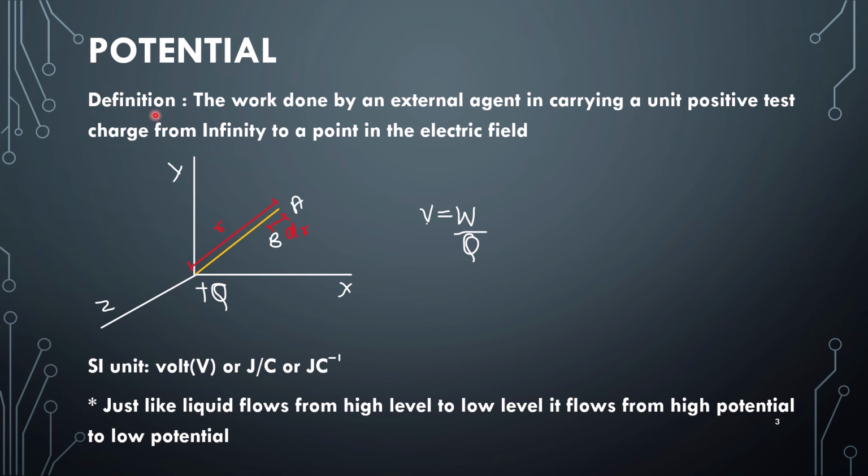The definition of potential is the work done by an external agent in carrying a unit positive test charge, that is plus 1 coulomb, from infinity to a point in the electric field. Let us suppose A is the point at infinity and B is the point in the electric field, and dr is the distance covered. The work done in covering the distance dr is known as potential. The formula for potential is V equals W upon Q, that is work done upon charge. The SI unit of potential is volt or joule per coulomb, or J C^-1.